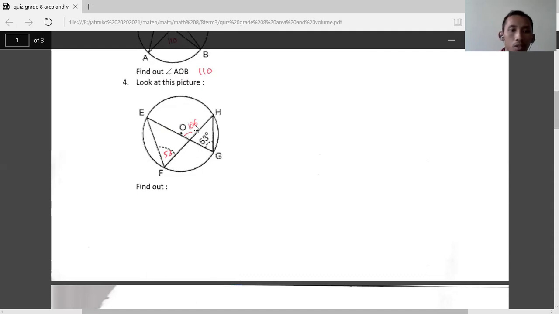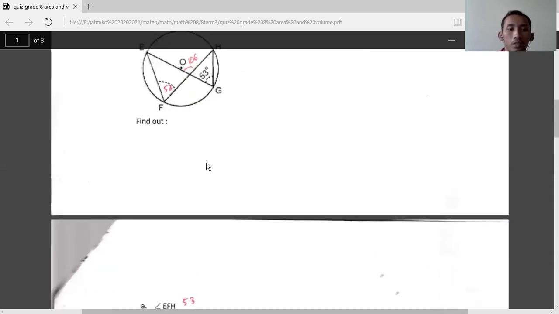Because that is the central angle from 53. So it should be this one in the middle. This is in the center. So this is the central angle that I need. I misdrew it for that one. So it's supposed to be this 53. So the central angle is 106.